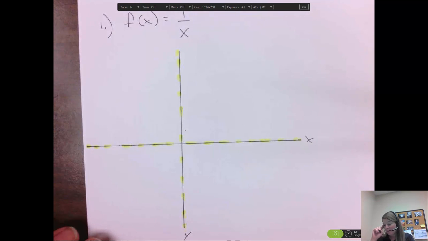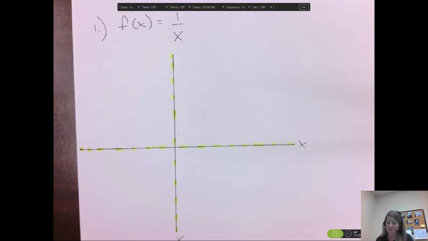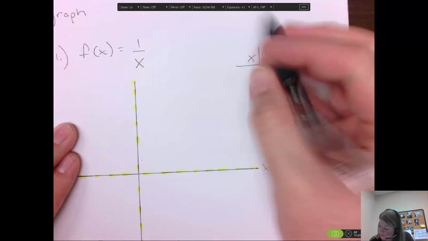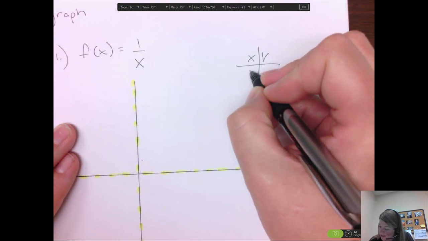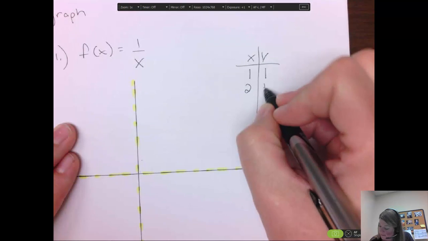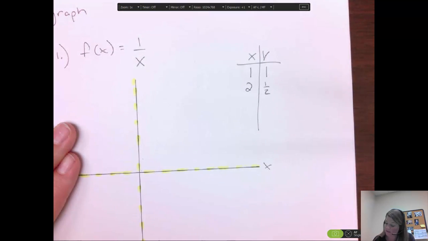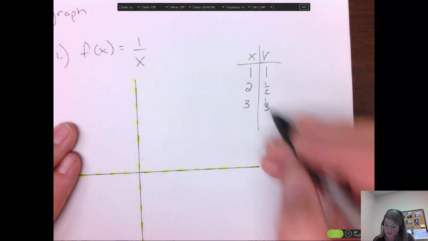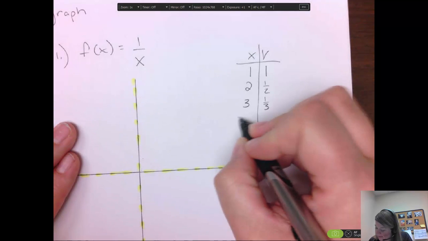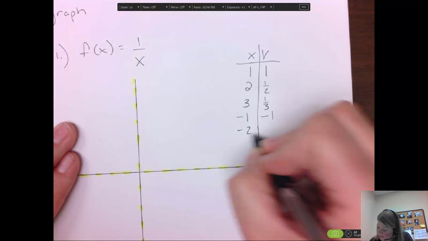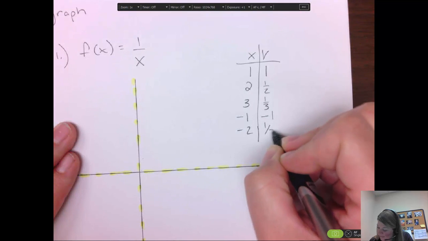Then from there, we can put in a little chart and get out numbers. We can think, okay, so x, y, right? If x is 1, then y is 1, because 1 over 1 is 1. If x is 2, y is 1/2. If x is 3, it's 1/3. And you can see it can get smaller. Let's put in a couple negatives. If x is -1, you get -1. If x is -2, you get -1/2.